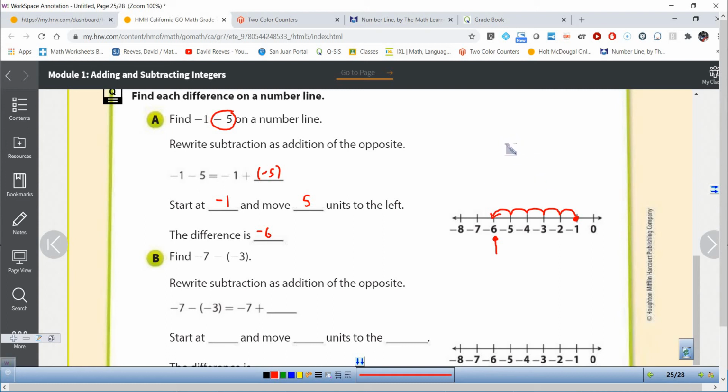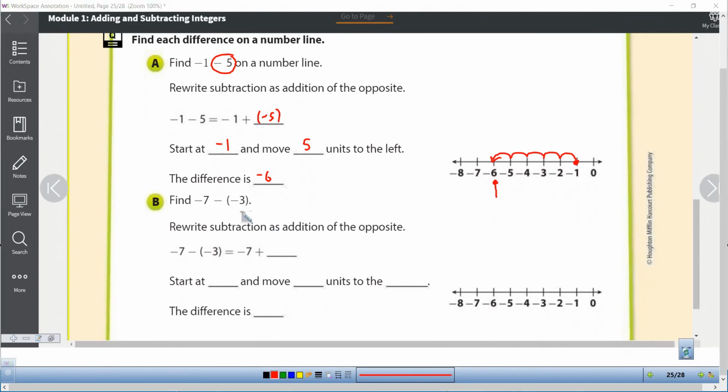You can subtract a positive or you can add a negative. Okay? All right, what about this next problem? What about negative 7 minus negative 3?